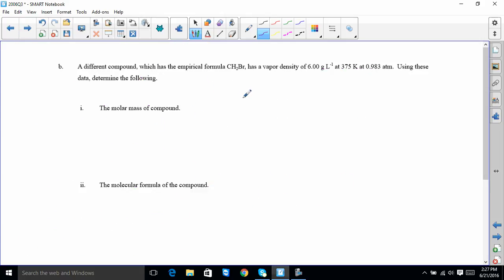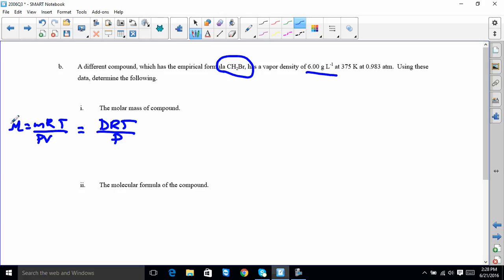Okay, a different compound. This is a totally new problem. A different compound has an empirical formula of CH2Br and has a vapor density of this. Find the molar mass. Here's my favorite equation. Molar mass equals Mr. T conquers over pervs. Hopefully I've derived that already. But remember, density is mass over volume. So you can also write Dr. T conquers over pimples if you want to think of a dermatologist, because mass divided by volume is density.